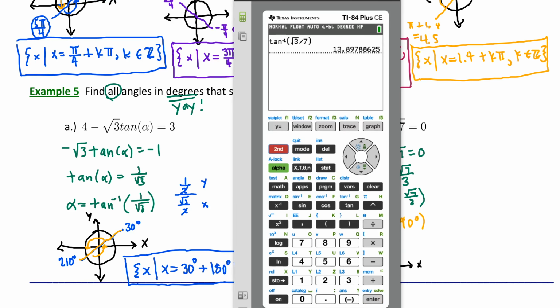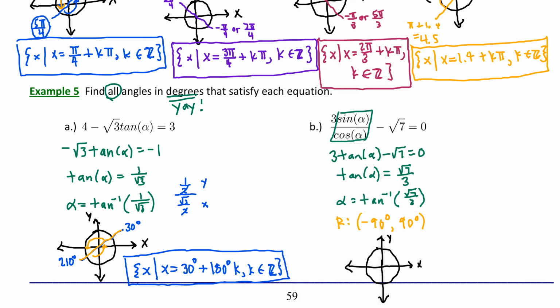Did you catch that? How about inverse tangent square root of 7 over 3? It's right there to the right of my calculator. I better make sure and type that in correctly. So inverse tangent of square root of 7 over 3 gives me 41.4 degrees. So let's say approximately 41.4 degrees for our first solution.